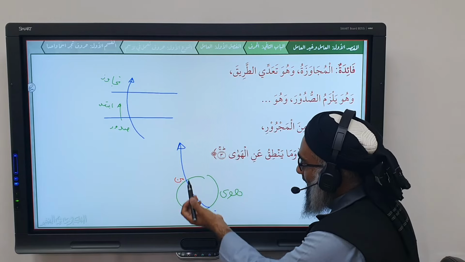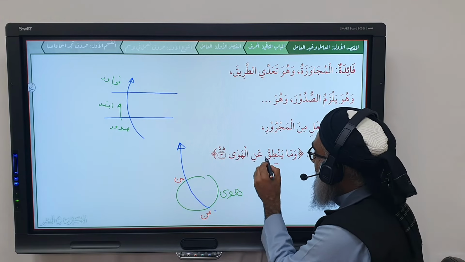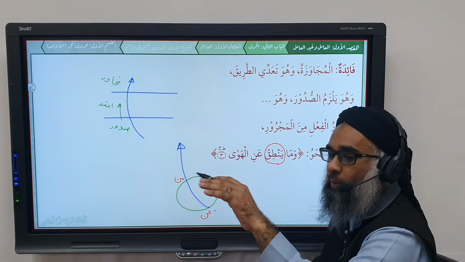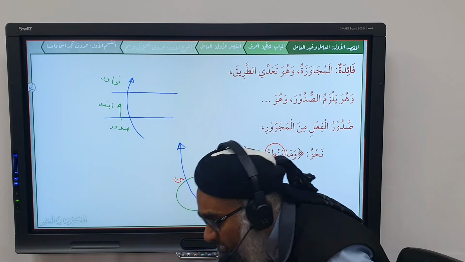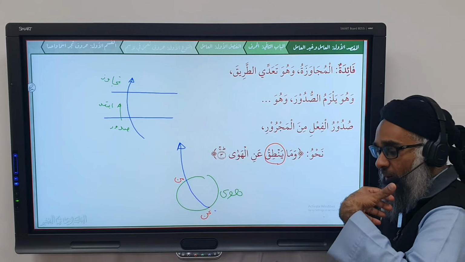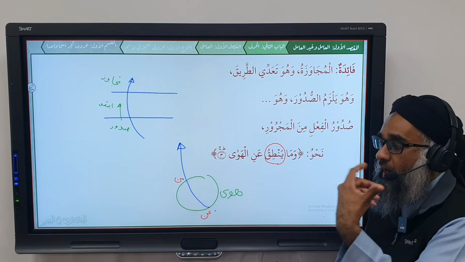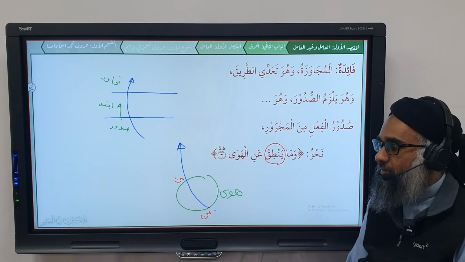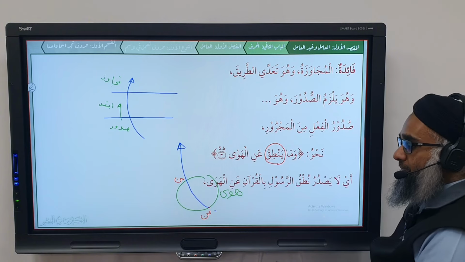Ay, وَمَا يَنْطِقُ عَنِ الْهَوَى. When he speaks, the nutq does not start from within the hawa. It's what? إِنْ هُوَ إِلَّا وَحْيٌ يُوحَى. The Prophet sallallahu alayhi wa sallam speaks actually from wahi. So the nutq is not stemmed from hawa. You understand? That makes sense?